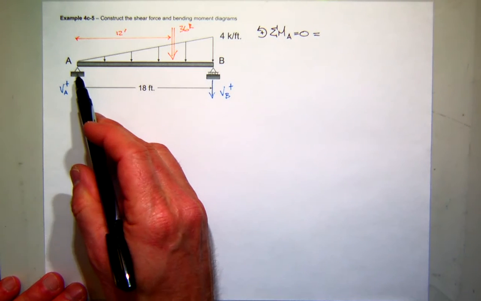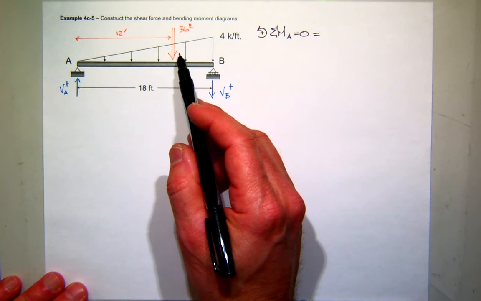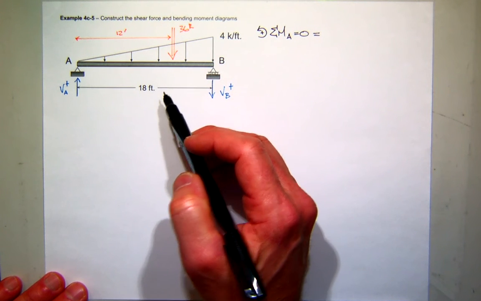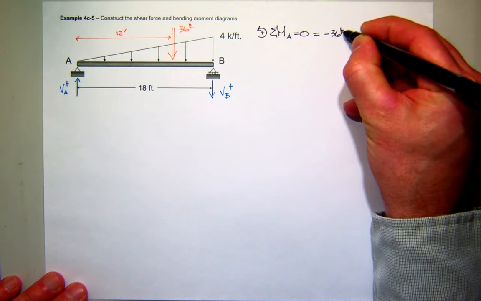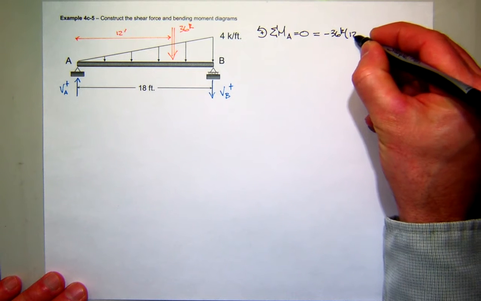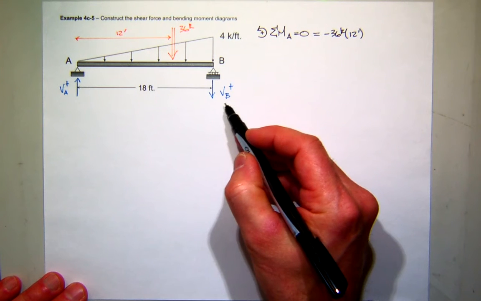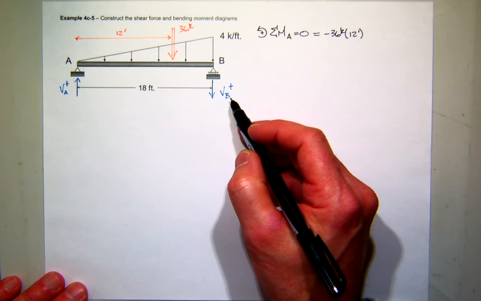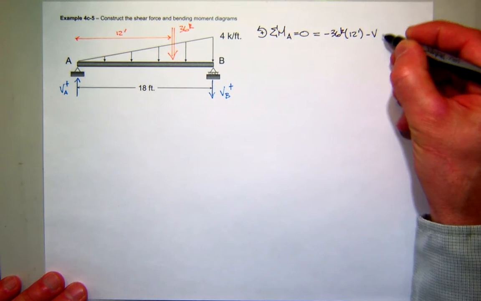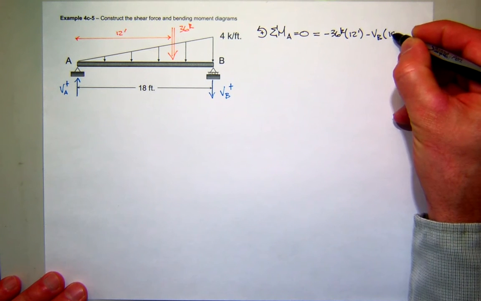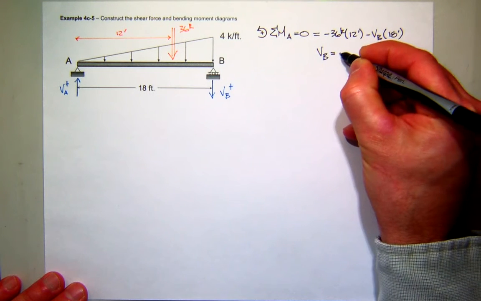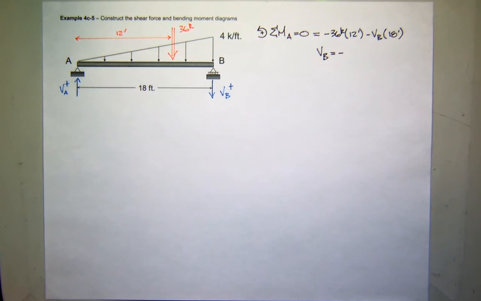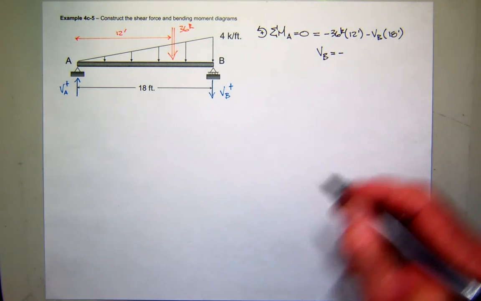So when I sum moments about A, this concentrated equivalent force is going to create what kind of moment about A? Positive or negative? Negative. So it'll be minus 36 kips. The moment arm is 12 feet. And then the way I've assumed my positive shear at B, it also creates negative moment and has a moment arm of 18. So it looks like the shear at B is going to be negative, and it's going to be 24. Does that sound right?